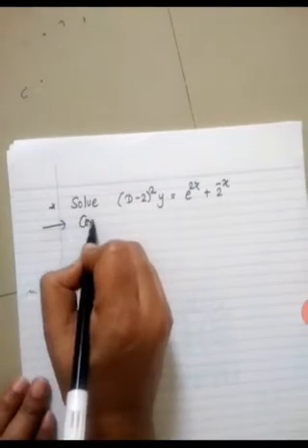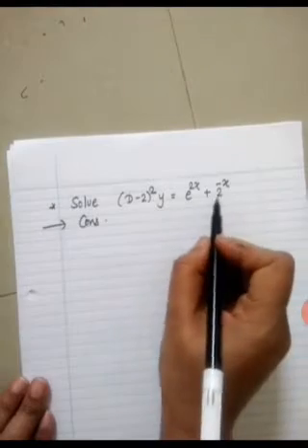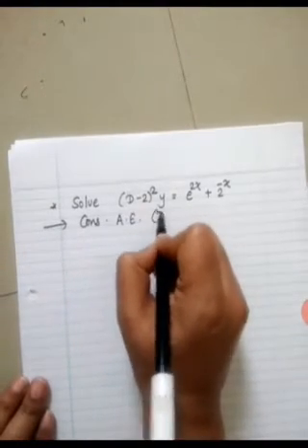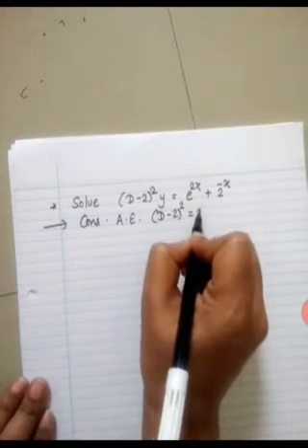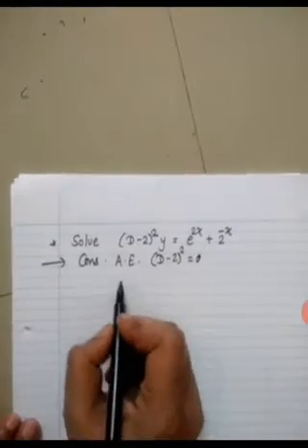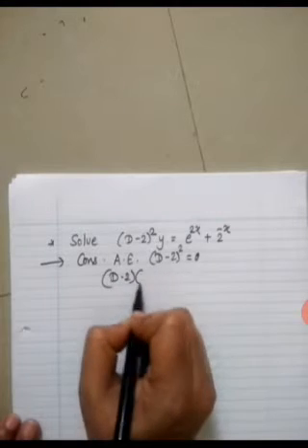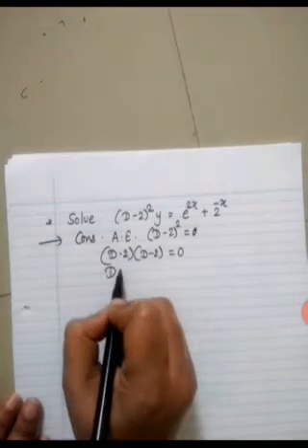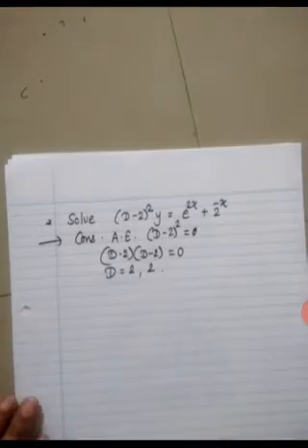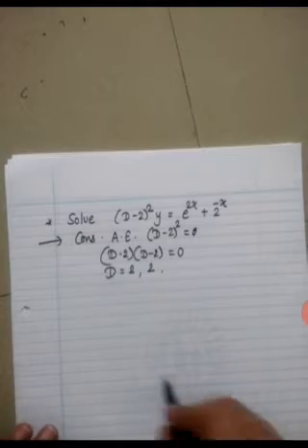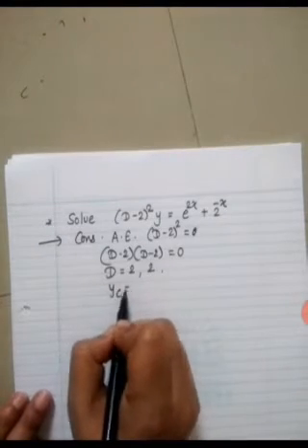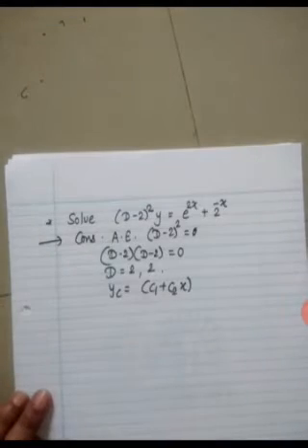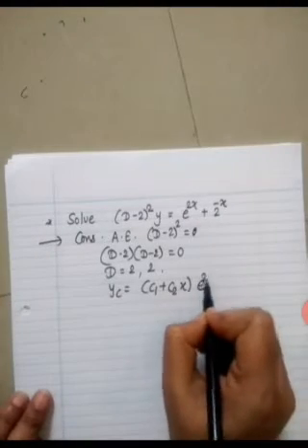So consider this is of the type phi of D y is f of x. This is your f of x. Consider the auxiliary equation D minus 2 whole square is equal to 0. So D minus 2 is twice, that is D is 2, 2. That is real and repeated. So y c is c1 plus c2 x, into e raised to 2x.